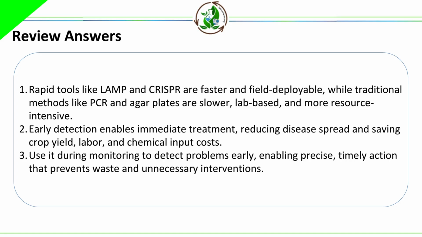Rapid tools like LAMP and CRISPR are much faster and can be deployed directly in the field, while traditional methods like PCR and agar plates are slower, require lab equipment and trained staff, and are more resource intensive. For the lettuce and fungal blight scenario, a rapid field diagnostic test lets you detect the problem early and act immediately. That early detection limits disease spread, protects yield, and cuts down on labor and chemical input costs because you can treat only what's necessary instead of the whole field.